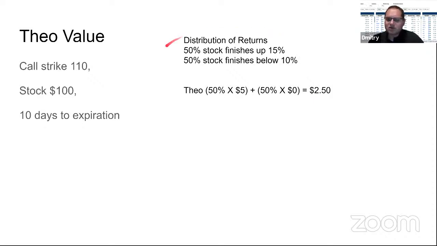And in this example here, because I said 50% of the time it'll be up 15%, 50% of the time it will be below, my win rate is 50%. That means if I played it many times, right? If we use this distribution of returns as true, that means that if I played it many times, 100 times, 50 times, the longer the period, I think that half the time this trade will be profitable, half the time this trade will not be profitable, and on average, then value is $2.50. Okay, so that's theoretical value.